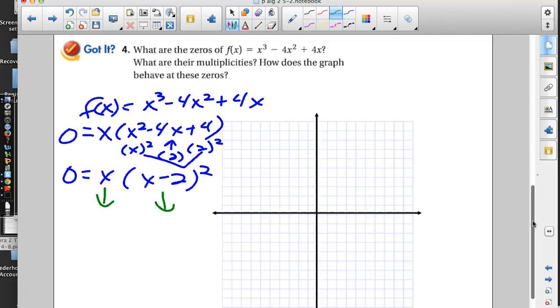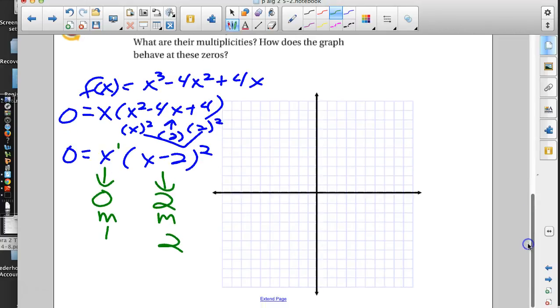All right, this x out in front, what's the 0? Yeah, 0. It has to be 0. Multiplicity of? 1, yeah, because it's x to the first. All right, how about the parentheses? What's our 0? 2. Multiplicity of? 2. One of them's a bouncer. Which one is it? The 2. This is even, so this is a bouncer. This is a cross.